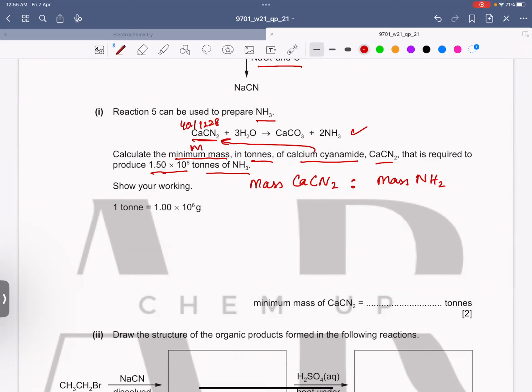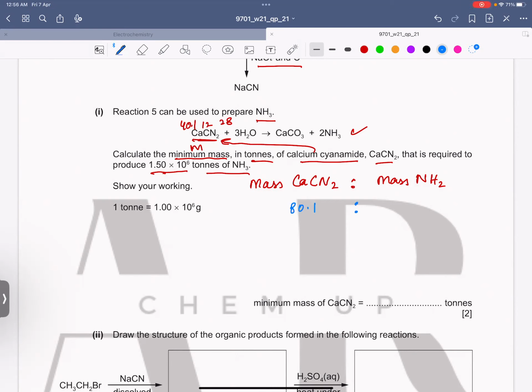Yes, calcium is 40.1. Carbon is 12 and nitrogen 28. So 28 plus 12 gives you 40, and 40.1 in total. So I can say 80.1 grams of calcium cyanamide is used to form ammonia.